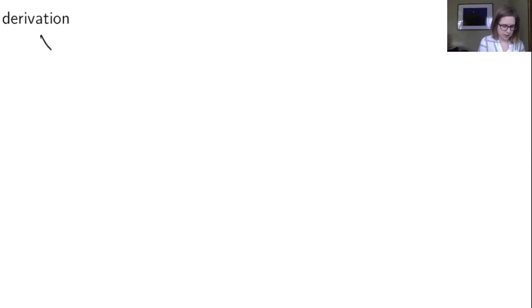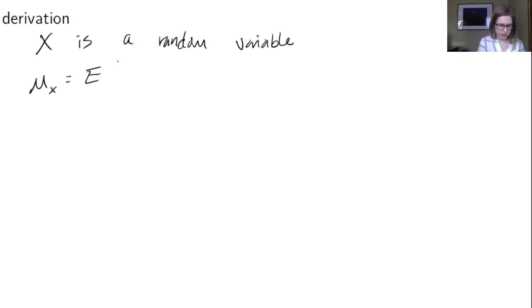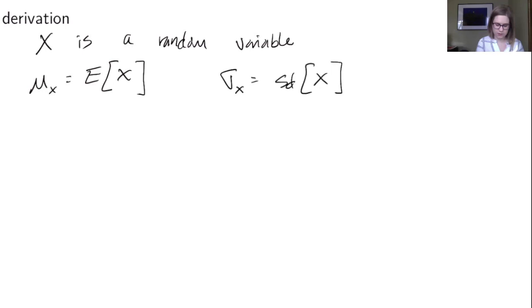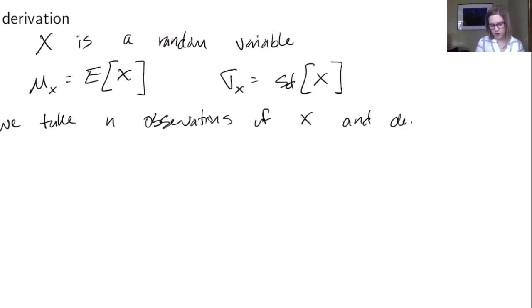So let's say that x is a random variable. And then we're going to say that the mean of x, the expected value, is E[x], and sigma of x is the standard deviation of x. And now we're going to take n observations and define a new random variable.